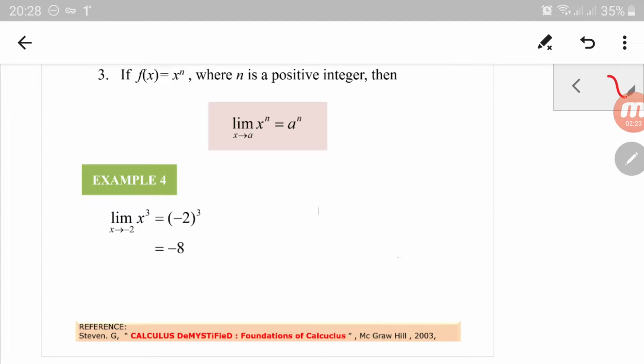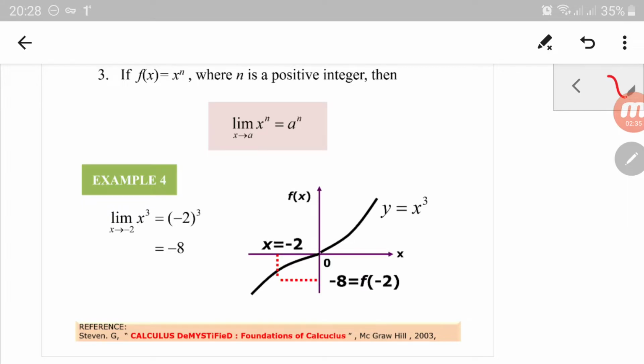Limit of x cubed as x approaches minus 2. We just substitute the value of a, minus 2, inside the function x cubed, and then we get minus 8. This is the diagram to accompany our example.